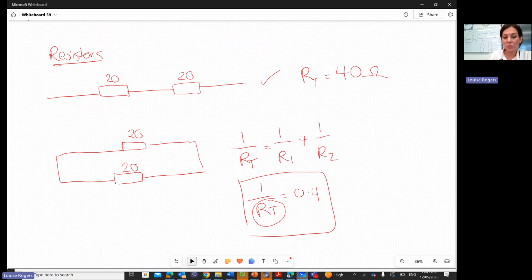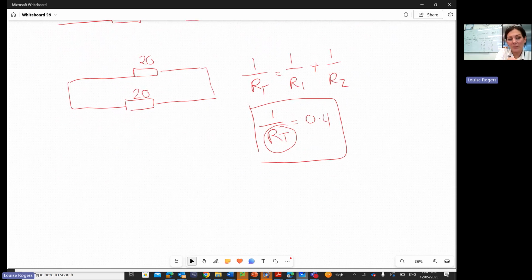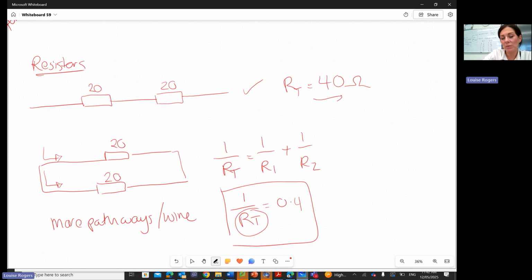Now, one of the questions that came up at once was, what happens to the resistance when they're in parallel? The resistance goes down. So if I put them in series and then put them in parallel, the resistance is going to go down. And the reason for that, everyone, is because there are more pathways for the current to take. There's ultimately more wire. So you would say there are more pathways or routes or wire for the current to travel down. So that means the resistance actually reduces. So here the resistance would be a lot less than the 40 ohms when they're in series. Okay.